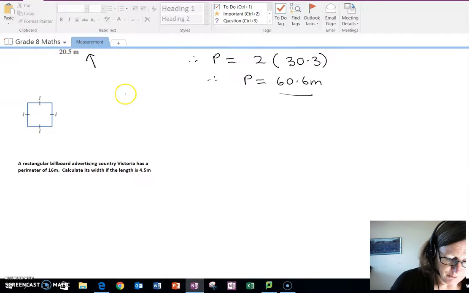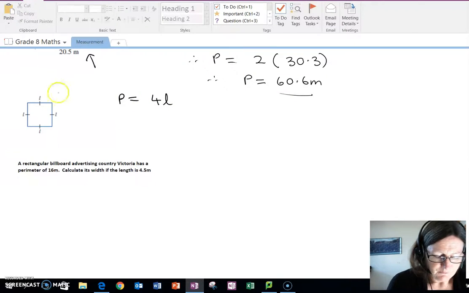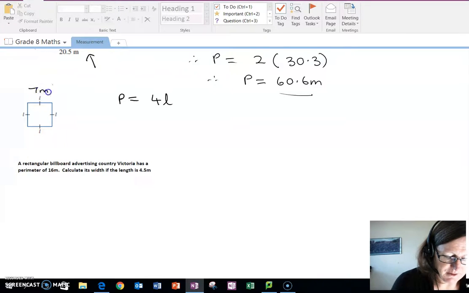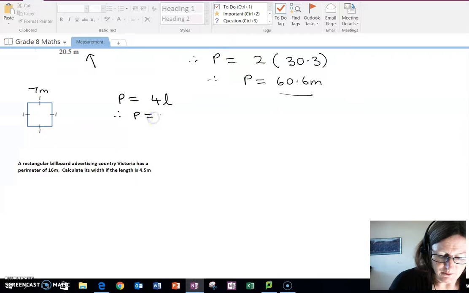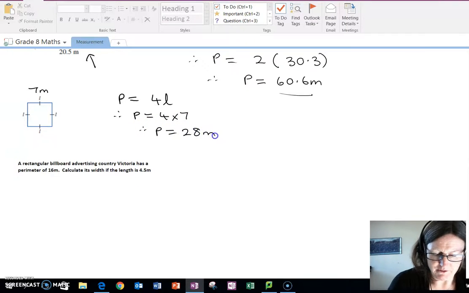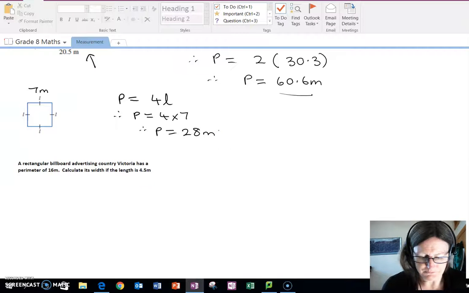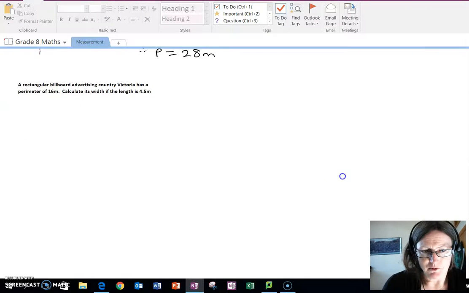For a square, the perimeter of a square is simply 4 times the length. So in this square here, we haven't been told the length, but let's say the length is 7 meters. In other words, every side is 7 meters because it's a square. For the perimeter, we simply say perimeter equals 4 times whatever the length is, the length being 7. So the perimeter of this square is 28 meters. Always remembering our units.